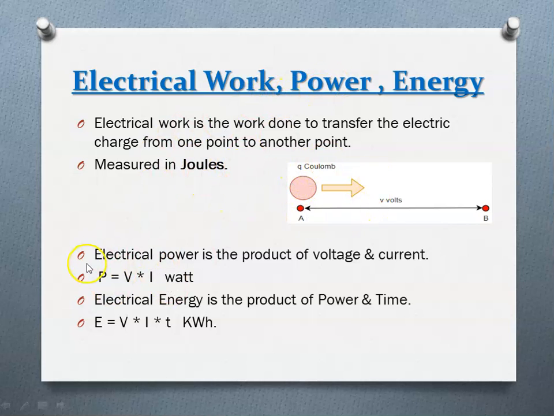Then electrical power is the product of voltage and current. Power is denoted by P, and it is the product of voltage and current and is measured in watt. The electrical energy is the product of power and time. So E is equal to V into I into T. The electrical energy is measured in watt hour or kilowatt hour. 1 kilowatt hour equals 1000 watt hour.